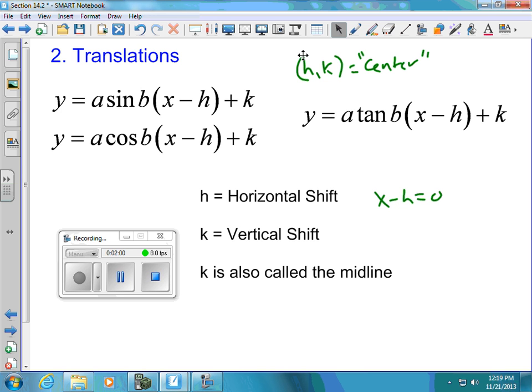K is your vertical shift. It is what it is. That's up or down. K is also called the midline. I mentioned midline yesterday. If we have any old sine or cosine graph oscillating through there, it's not really implied. It doesn't apply to tangents, necessarily. I guess it does apply to tangents. It does have a midline. The midline is a line that kind of divides it in the middle. It's what the amplitude can be measured from. So this is called the midline. Okay. Let's use it.